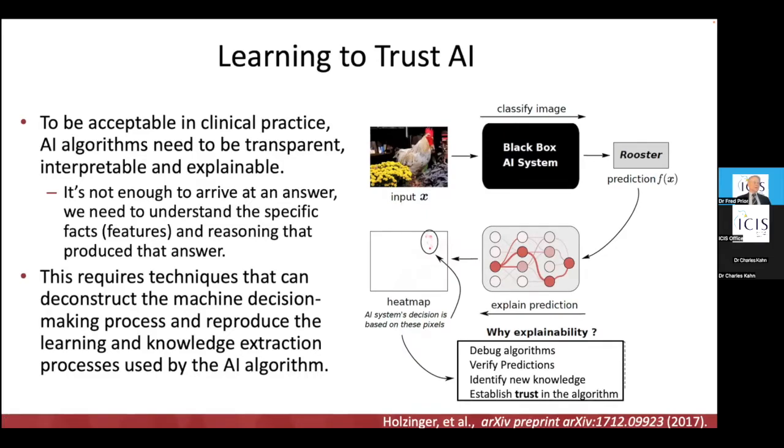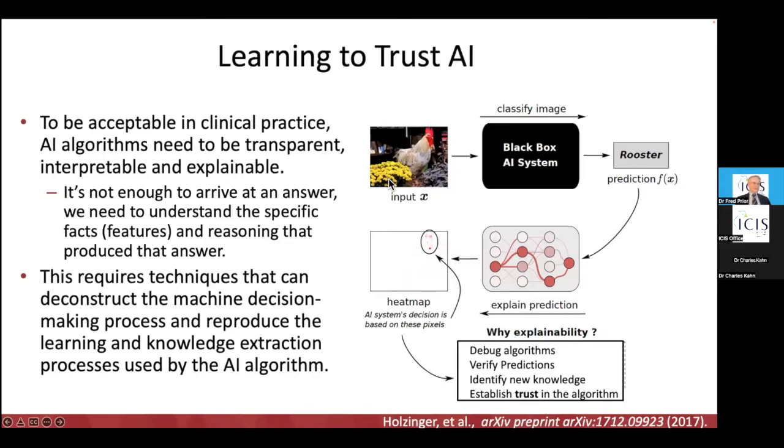Well, is that good enough for us to trust that this thing actually knows what a rooster is? But this kind of algorithm helps us to develop that trust. It also helps us to debug the algorithms, to verify the predictions, and maybe to identify new knowledge that there is something very significant about, say, the rooster's comb that makes it distinguishable from flowers.